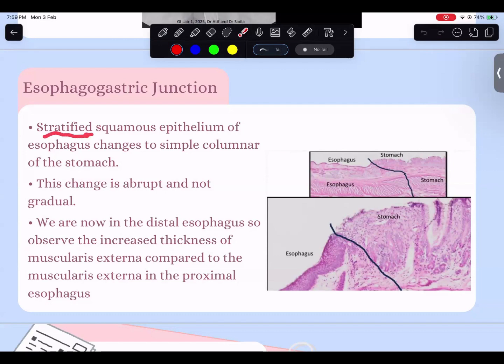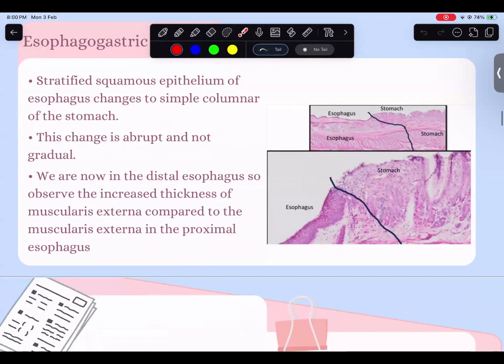So the esophagus has stratified squamous epithelium, which immediately changes to simple columnar. So there's no slow change. It's just abrupt. Okay. So this right here is stratified squamous, and then if you look at the epithelium here, this is all going to be simple columnar in the stomach because you need to absorb your food, you need to take the vitamins and the minerals and everything.